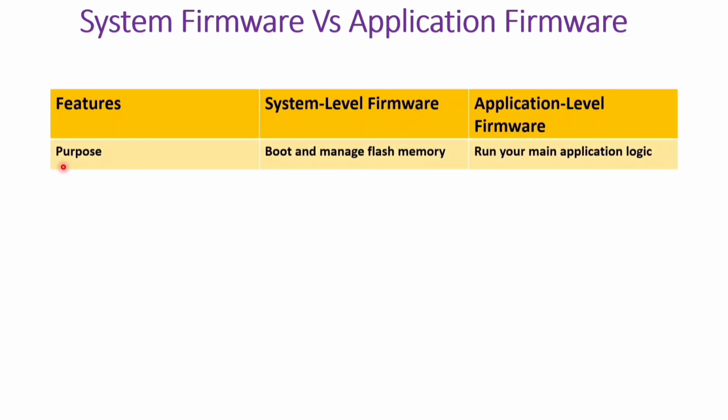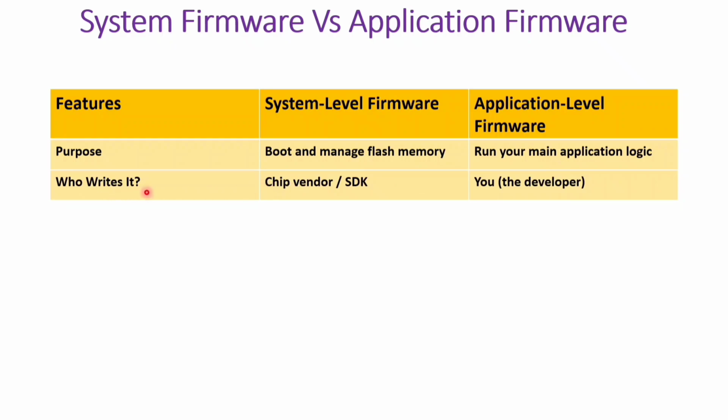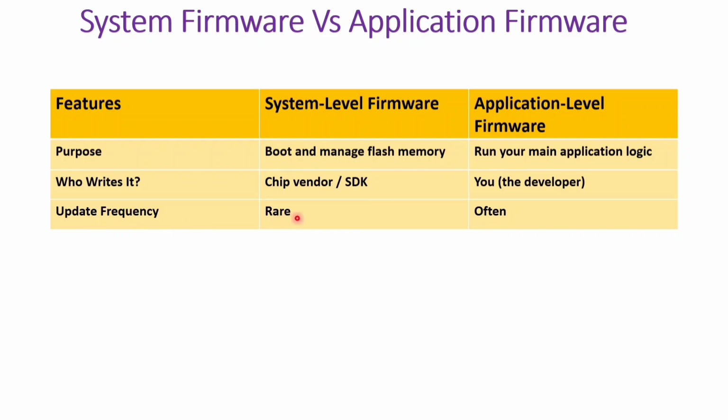Now let us talk about the differences between system firmware versus application firmware. First feature is purpose. What is the purpose of system level firmware? The main purpose is to boot and manage flash memory. To run our main application, like LED blinking or reading some sensor data, we use application level firmware. Who writes it? The chip vendor or SDK provider writes the system level firmware, and the developer writes the application level firmware. The update frequency is very rare for system level firmware, whereas application level firmware needs to be updated frequently.